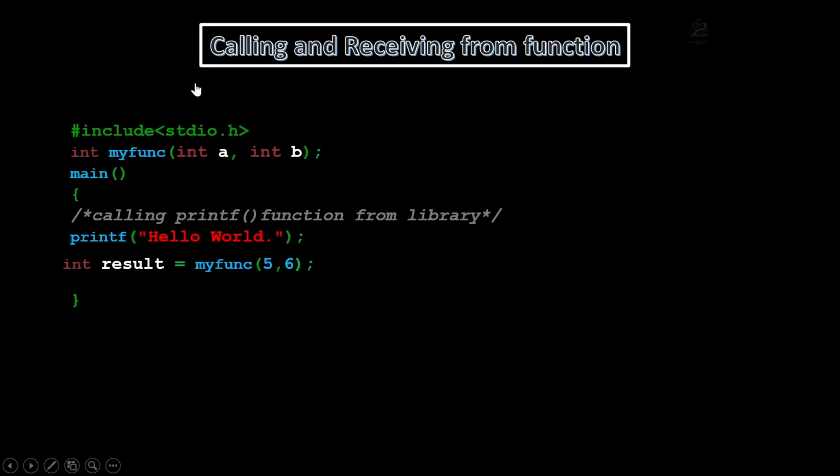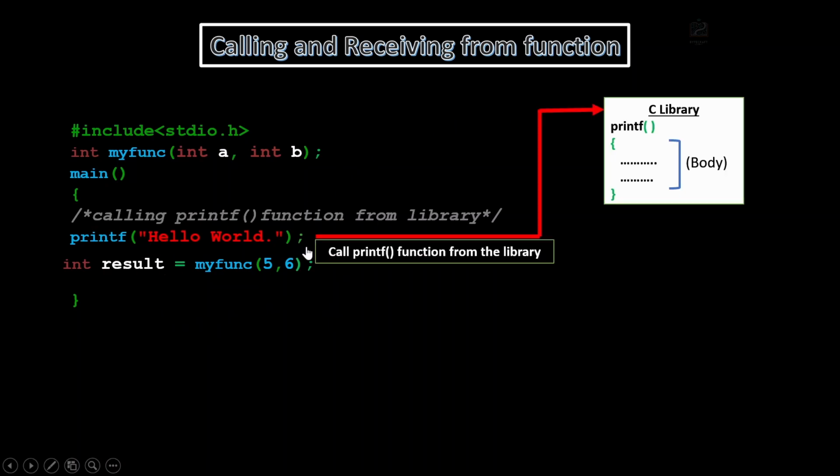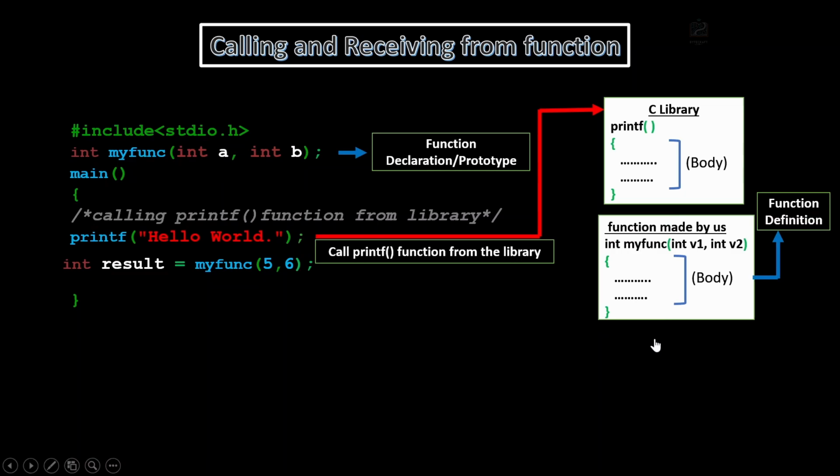With the help of this program, we will understand how calling a function and receiving from the user defined function usually happens. With the help of this printf function, we are calling the printf function from the C library. So the body of the printf function has already been defined within the C library itself. Now let's talk about the user defined function. Here we have declared one user defined function. So this is the declaration statement. If the declaration statement is there, then definitely there has to be one definition of this function, right? So the definition is here.